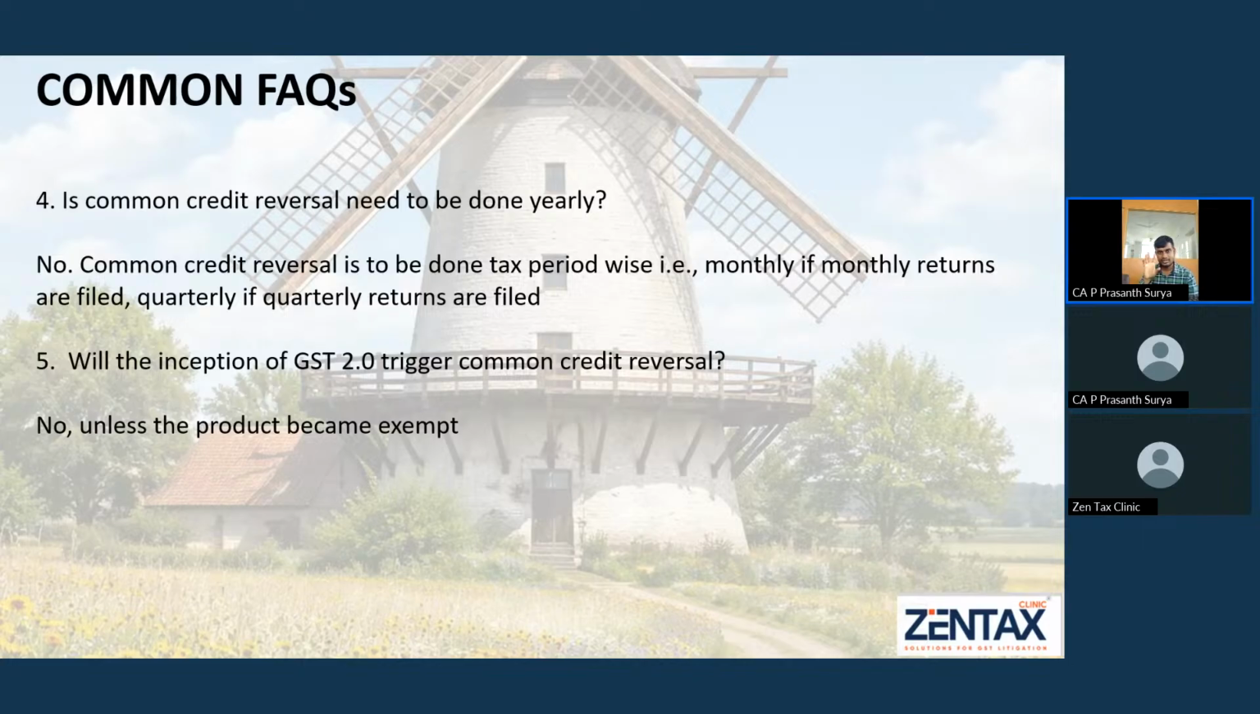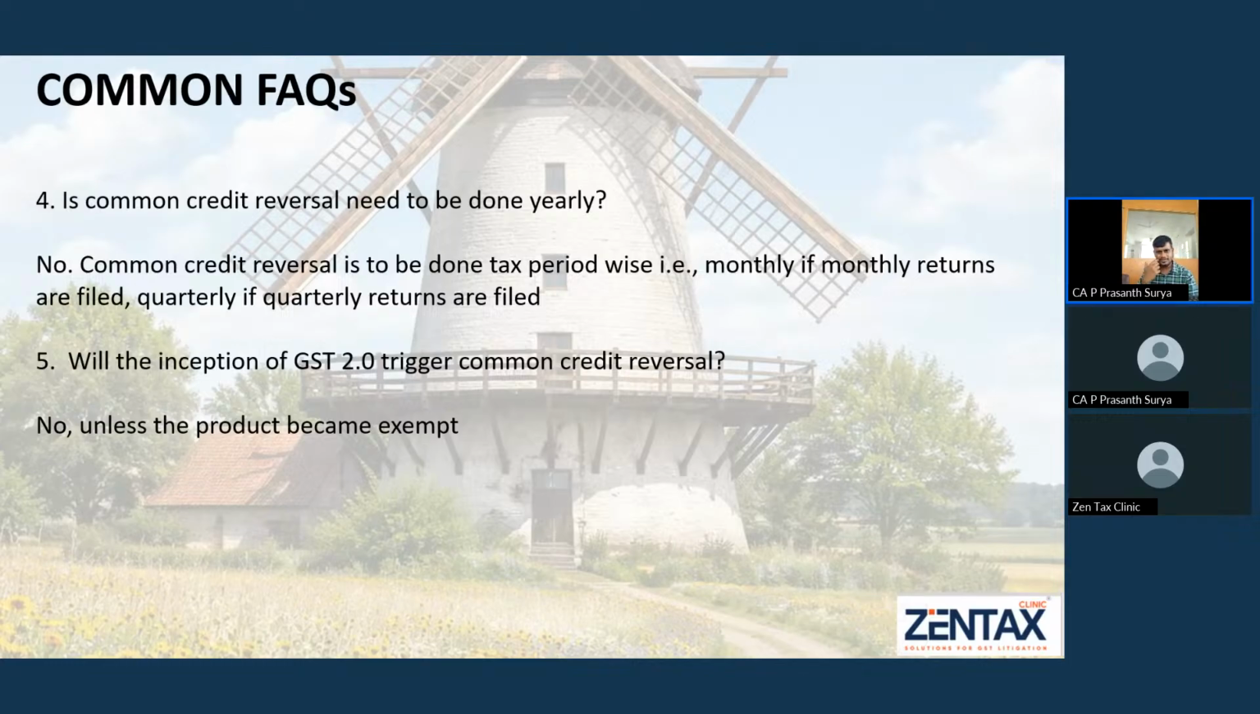With respect to common credit reversal periodicity, nowhere in the law is it given that we should do the common credit reversal yearly. But practically, in many circumstances, we see many taxpayers doing common credit reversal while filing GSTR-9 and 9C only. In those cases, there is a chance of attracting interest with respect to whatever ITC we have reversed now. We should be mindful of that.